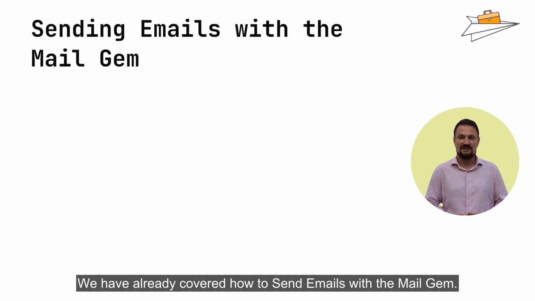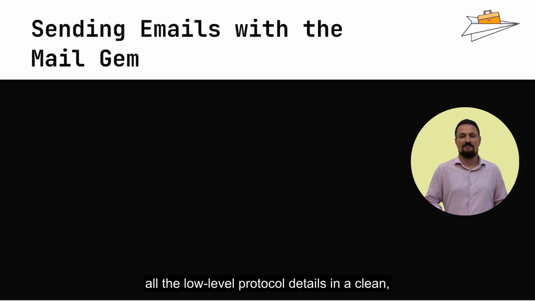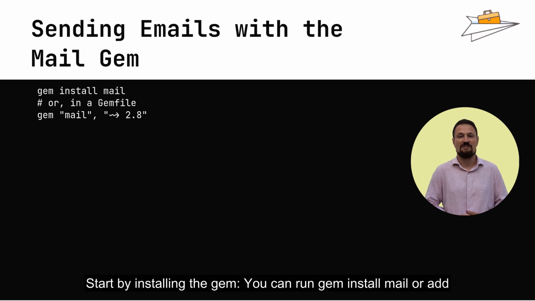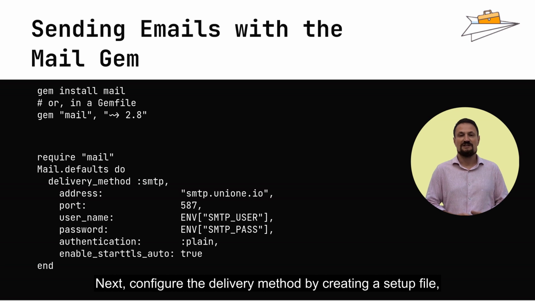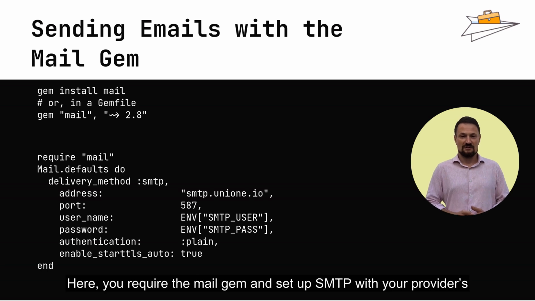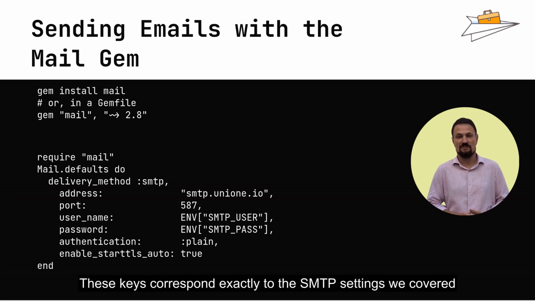We have already covered how to send emails with the Mail gem. It uses the same SMTP settings we discussed earlier, but wraps all the low-level protocol details in a clean, Ruby-friendly domain-specific language. Start by installing the gem. You can run gem install mail or add this line to your Gemfile. Next, configure the delivery method by creating a setup file, for example, mailer_config.rb. Here, you require the Mail gem and set up SMTP with your provider's details, including hostname, port, username, password, authentication, and TLS settings. These keys correspond exactly to the SMTP settings we covered earlier.